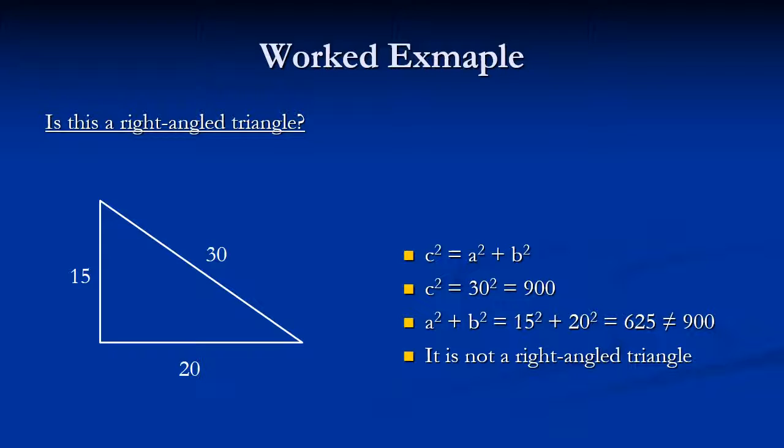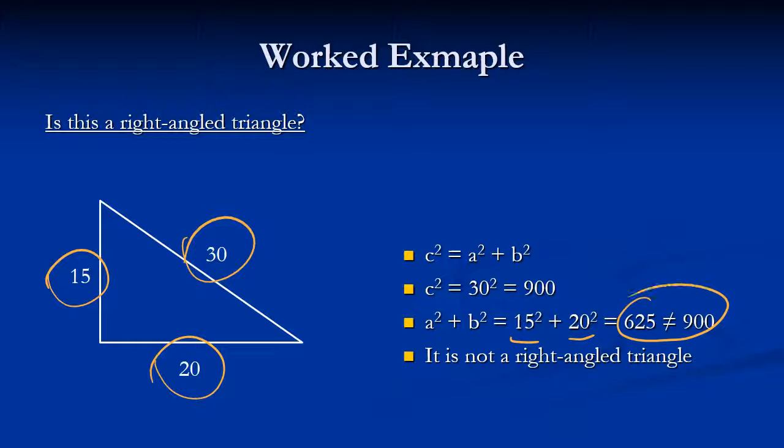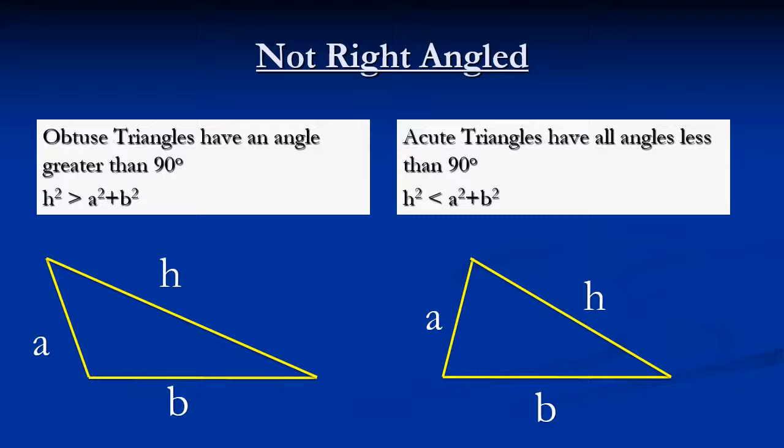Now, if I have a look at a worked example, if we want to determine if something is a right-angled triangle, we can see that I've got 3 sides here, and for it to be a right-angled triangle, it needs to fulfill Pythagoras' theorem. So the sum of the square of the sides is equal to the square of the hypotenuse. So does 15 squared plus 20 squared equal 30 squared? Well, let's have a look. 15 squared is 225, 20 squared is 400, and 30 squared is 900. So 625 does not equal 900. So it is not a right-angled triangle.